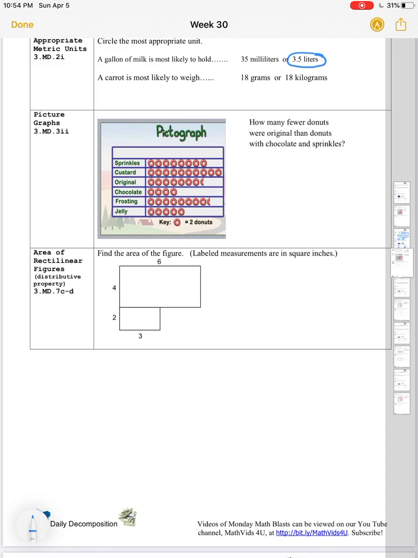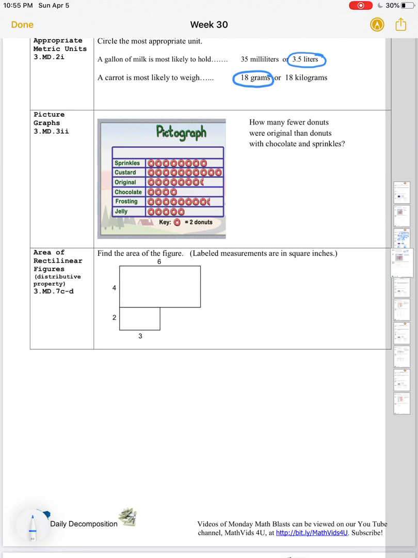A carrot is most likely to weigh 18 grams or 18 kilograms. Again, I want to visualize the units we're using here. A gram is like a paper clip. So would a carrot be like 18 paper clips? Or a kilogram is like a textbook. Would a carrot be like 18 textbooks? A carrot is most likely going to be like 18 paper clips rather than 18 textbooks. So I have chosen 18 grams.